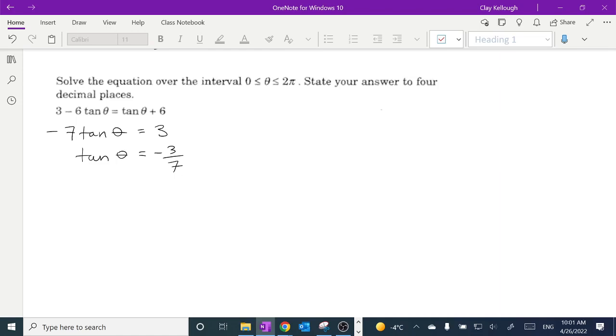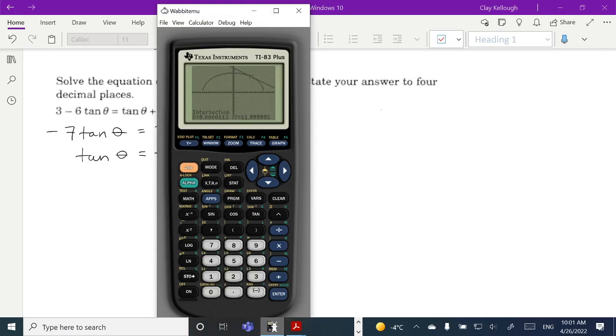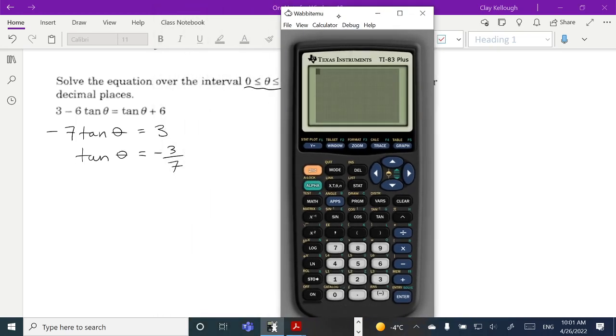Now we have to be in radians. Don't forget we have to make sure our calculator's in radians. So first thing we'll do is go to the mode, and yep, we're in radians. Okay, so you might not have a calculator that looks much like mine, but it'll work basically the same.